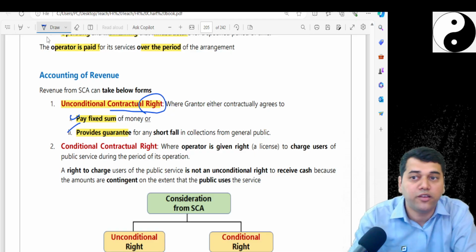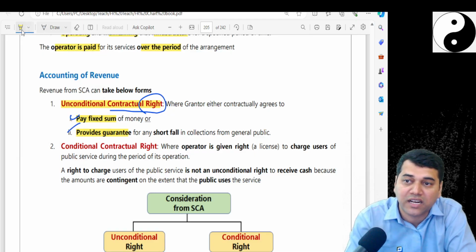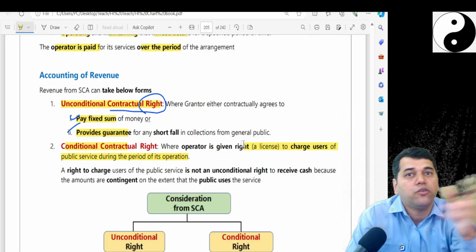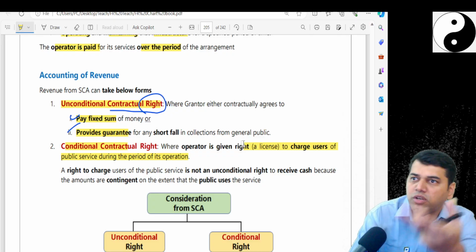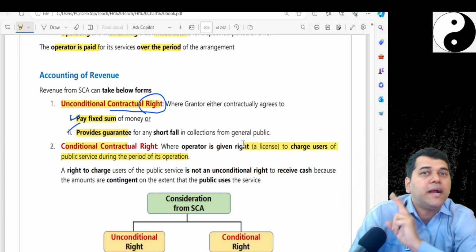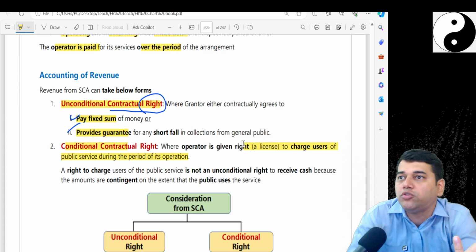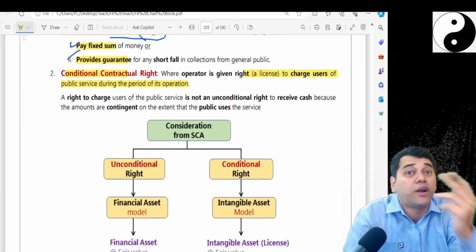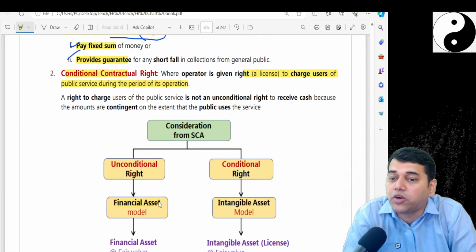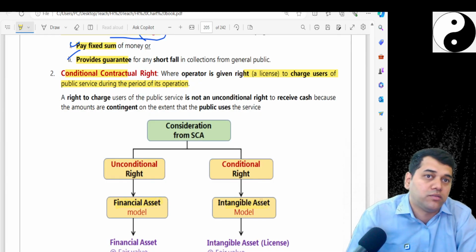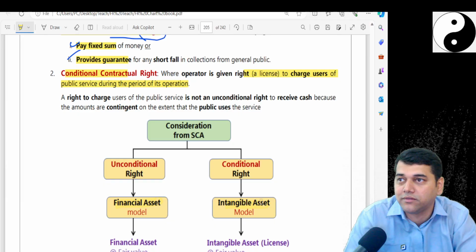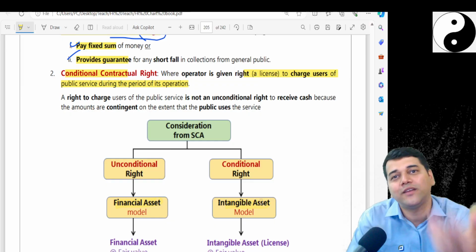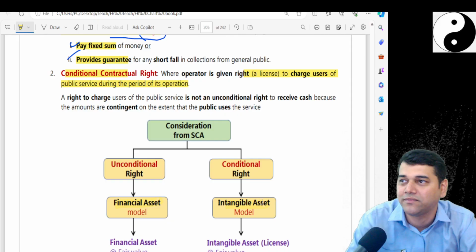Now there can be a second scenario where government says, it's called a conditional right. They say that I will give you a license to charge the users. Like you have constructed a bridge. Whoever wants to use the bridge, you collect a toll from them. But don't come back to me asking, sir, people didn't come, what to do? That is your risk. So there can be primarily two models. One is called the financial asset model, another is called the intangible asset model, which you will not find in your study material. If you understand that there are two models, the solution strikes you just like drinking water, you understand what exactly they are trying to tell.